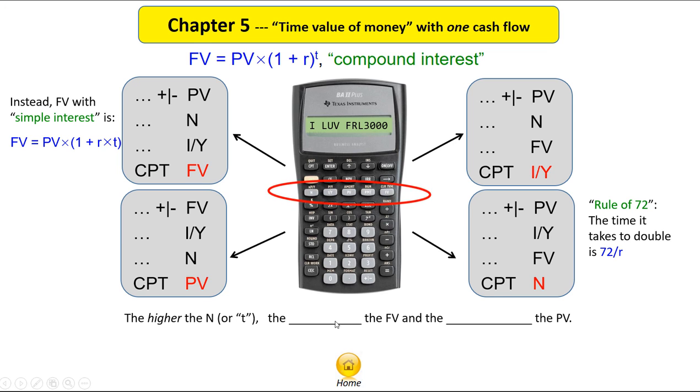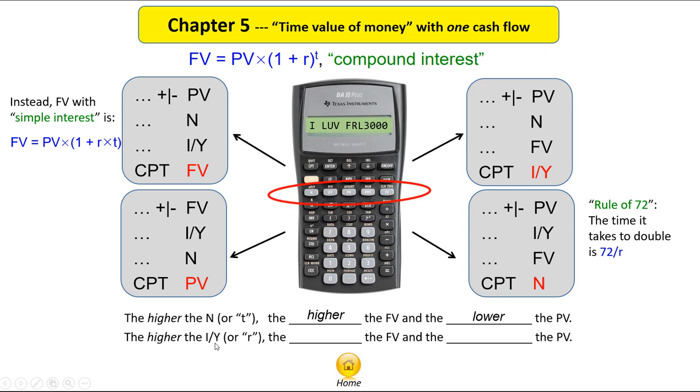And we also had a few conceptual topics. So the higher the N, or the T in the formula, the higher the future value and the lower the present value. The higher the interest rate, IY in the financial calculator, or R in the formula, the higher the future value again, and the lower the present value again. Okay, so this is the chapter 5 summary.